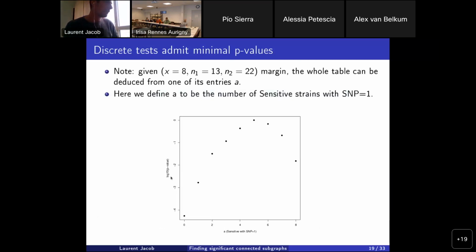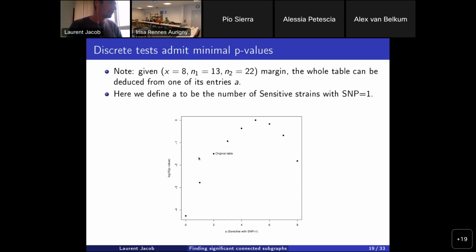And this is the log 10 of the p-value for each of the possible numbers of sensitive strains with the SNP. Okay, there is a finite number of possibilities given the margins. You see that's all the p-values that I can obtain. In the original table, I had this p-value, and you see that it cannot get lower than this finite value. Okay, this non-zero value.